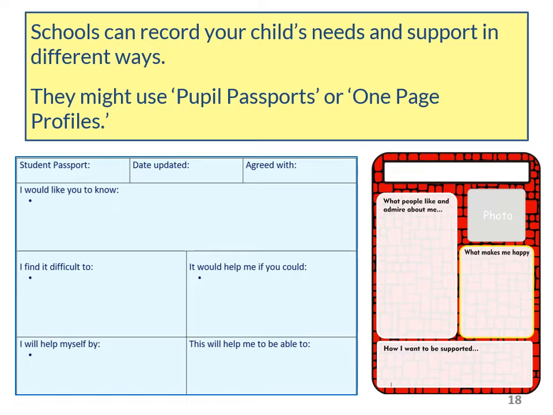Schools can record your child's needs and support in different ways. They might use resources like pupil passports or one-page profiles like the templates you can see on screen. Whatever form is used, what is important is that you and your child have been fully involved and fully understand what has been agreed.